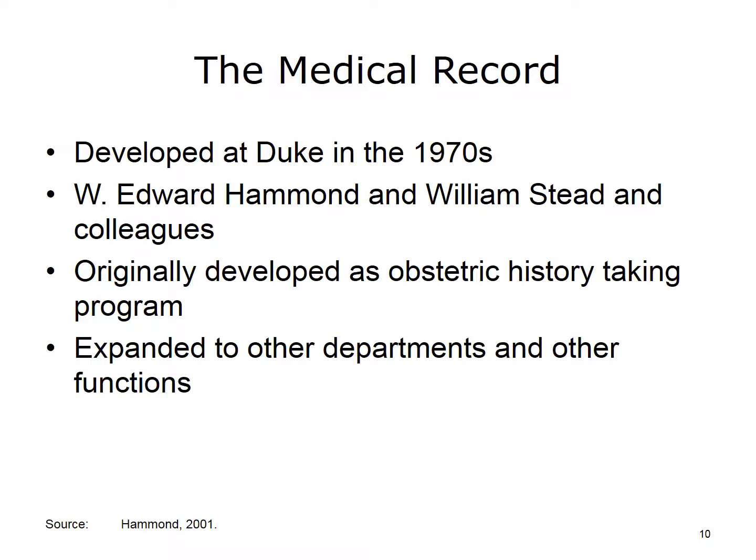Another early system was called TMR. TMR sounds a bit more exotic than what it stands for, which is the medical record. It began at Duke University in the 1970s. Ed Hammond and William Stead were the main developers. It began initially in the obstetrical outpatient clinic as a mechanism to facilitate taking an obstetric history, and eventually expanded to other departments and functions.